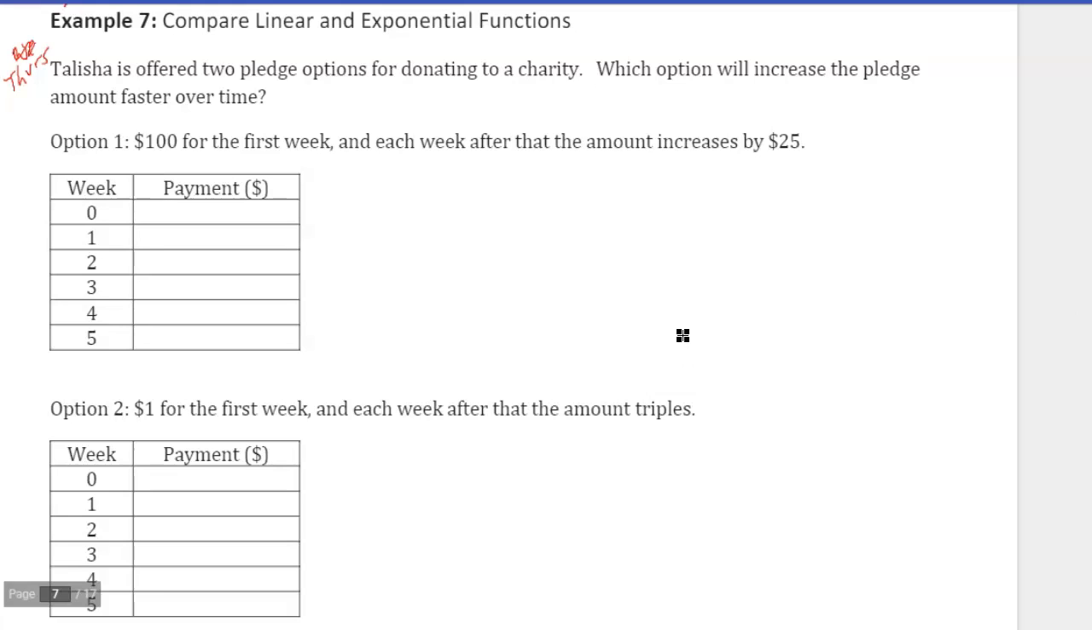Turn on my drawing utensil. $100 for the first week. And then it increases each week by $25. So you just add $25. Okay.